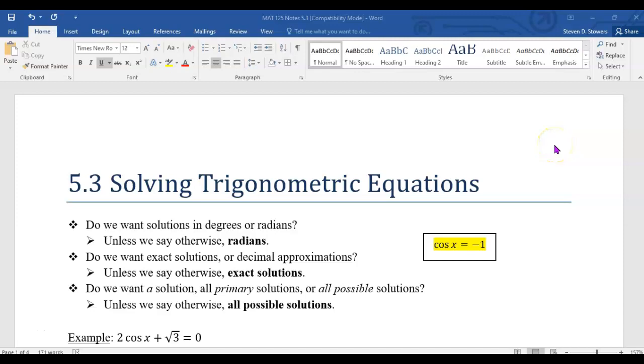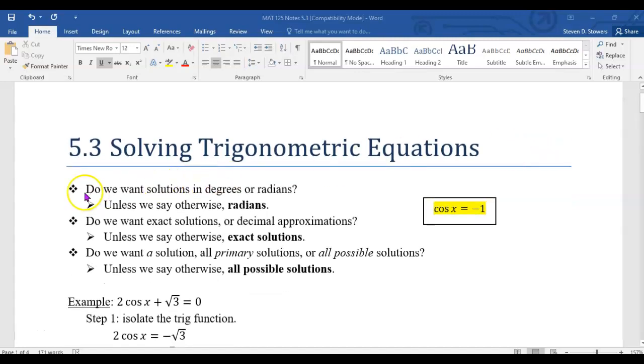Okay, let's talk about how you solve equations that involve trigonometric functions. Now, sometimes we want the solutions in degrees, sometimes we want them in radians. When we don't specify, unless we say otherwise, you should give your solutions in radians. So if the equation that we're trying to solve is cosine of x equals -1, well, x could be 180 degrees, or x could be pi radians.